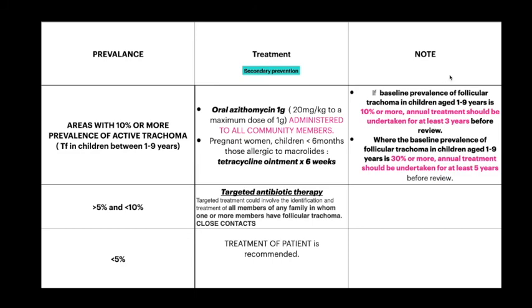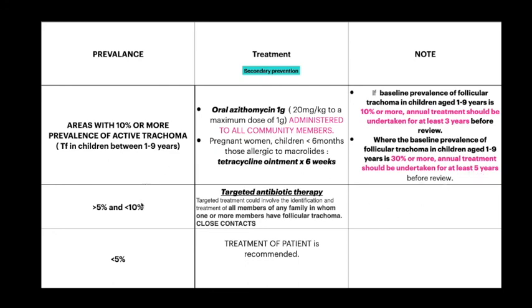So now how will you review it? Review the progress, like at a district or sub district level. If the baseline prevalence of follicular trachoma in ages 1 to 9 years is 10 percentage or more, annual treatment should be undertaken for at least 3 years. So in such an area, yearly this treatment should be given, and after 3 years we will review it. If it is 30 percentage or more, then annually for 5 years we'll give this treatment and we will review.